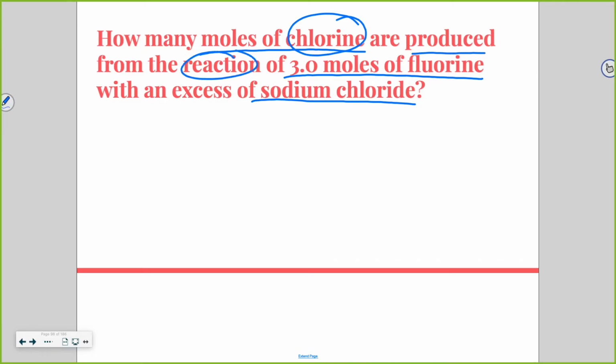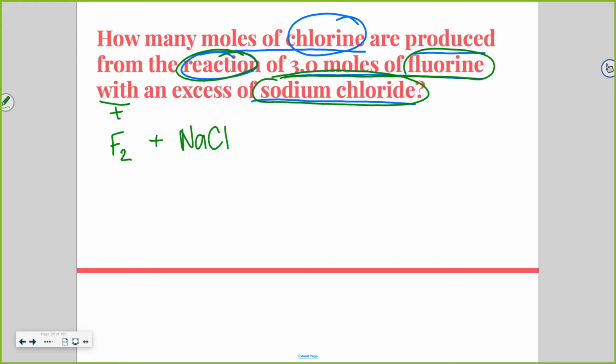The reaction of, let me use a different color for our reactants, 3 moles of fluorine with some sodium chloride. All right, so let's go ahead and write our reactants. Fluorine, which is F, and remember, it's a diatomic, so F2, plus sodium chloride. Sodium is Na plus 1, Cl minus 1, so those cancel, NaCl.